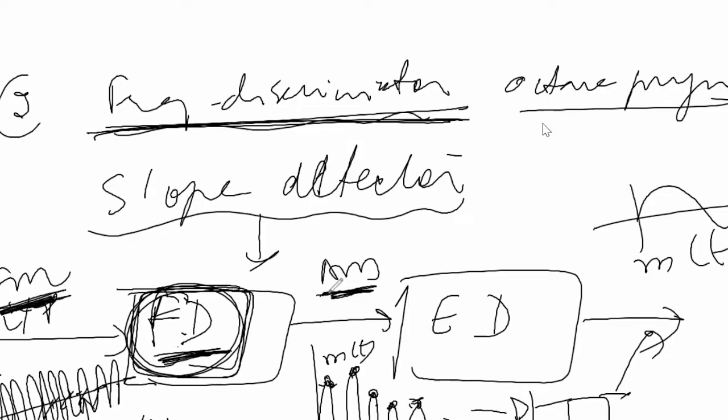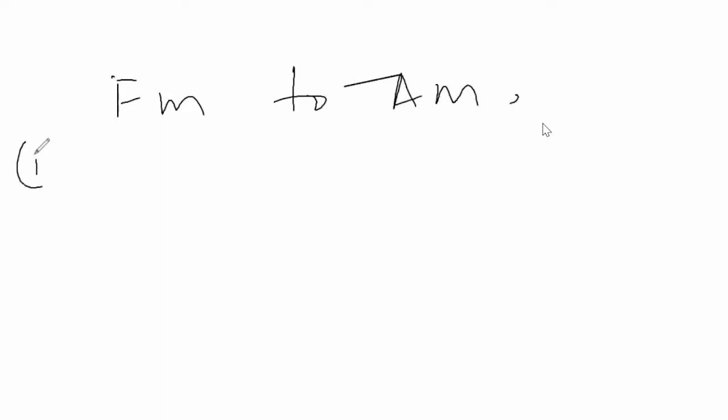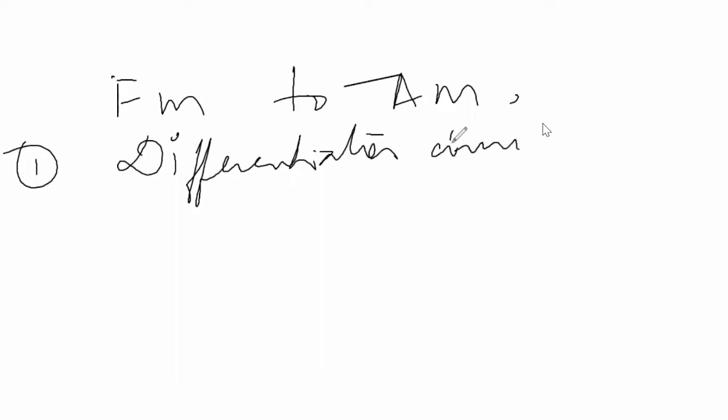So what are the circuits which have the ability to convert FM into AM, that means frequency variations converted to amplitude variations? There are two such circuits. One is called the differentiator. We can use a differentiator circuit to do this process. So what are the mathematical equations?